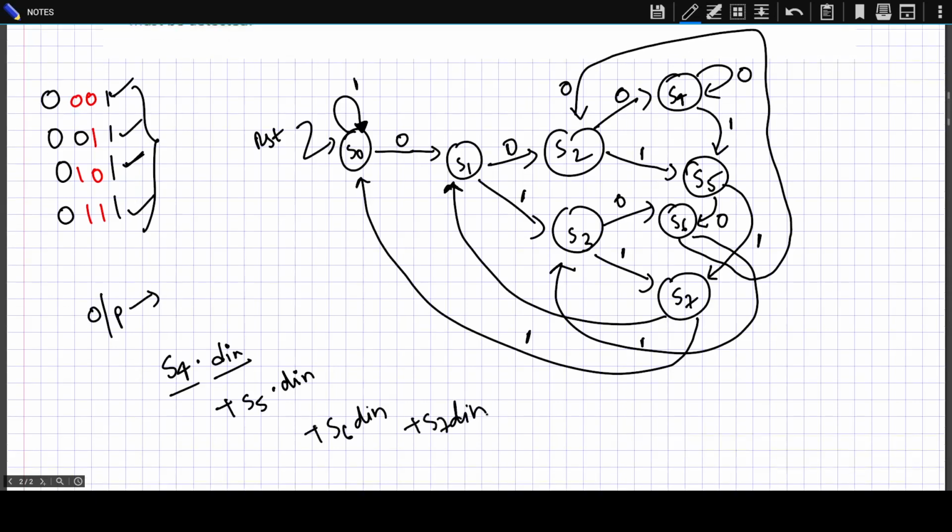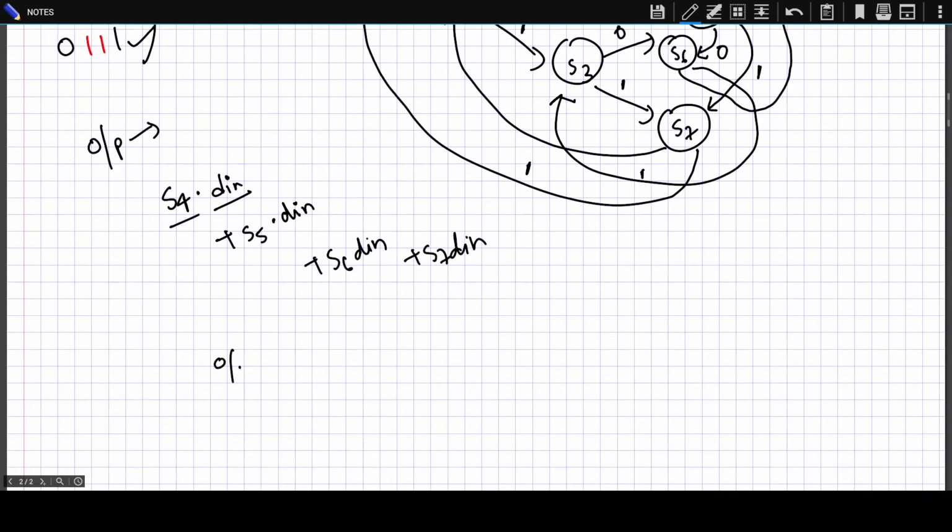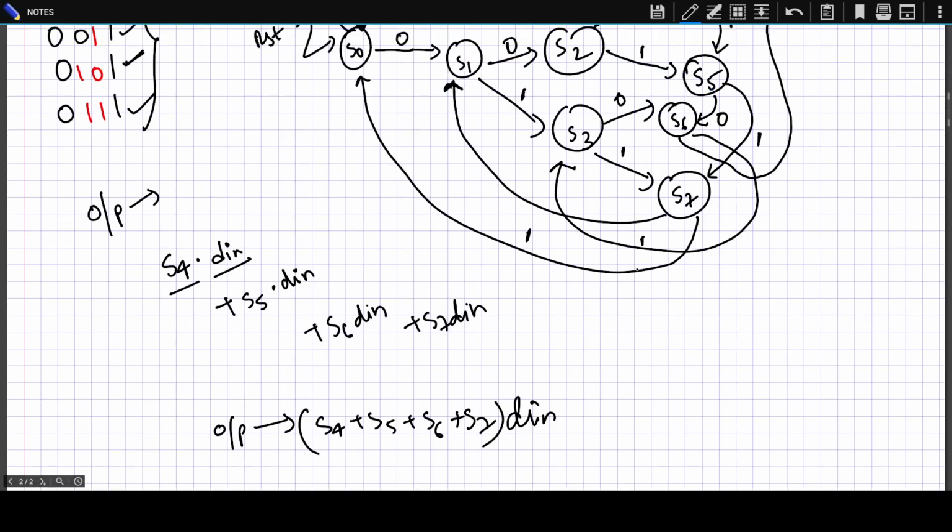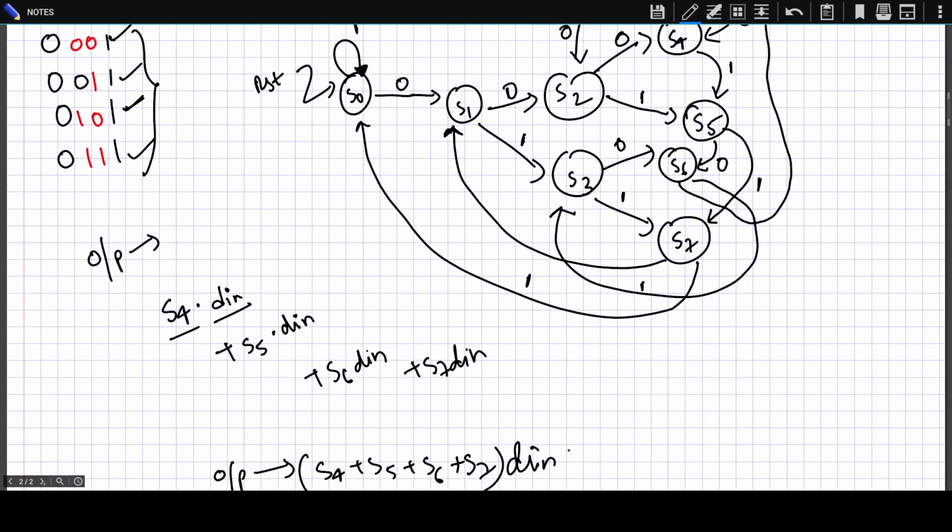So the concise output equation would be S4 plus S5 plus S6 plus S7, times D in. This is the output equation. So if you want design equations, you can easily do that.